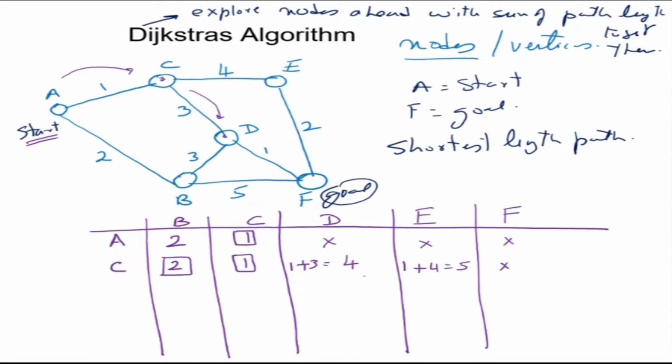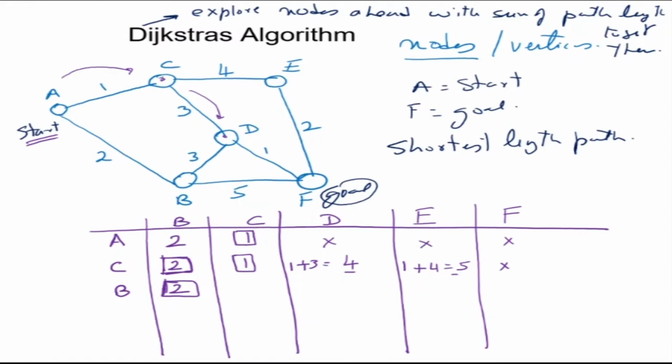Now in this row, which one is the smallest path length? The smallest path length is 2. This is 4, this is 5, this is 1, and this is 2. So what I do is I box it, and then I bring it down. That means the next node that I'm going to explore is going to be B. So this is my next node that it comes here, and 2 comes down here. So I box it and I bring it down.